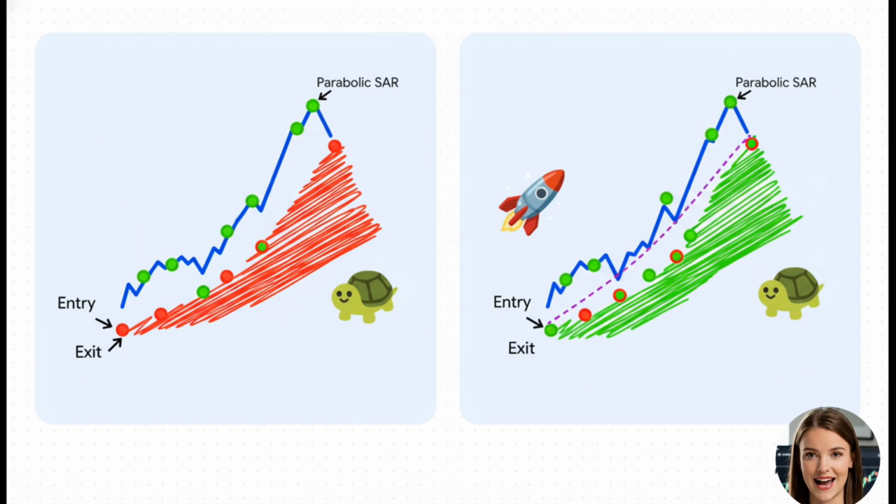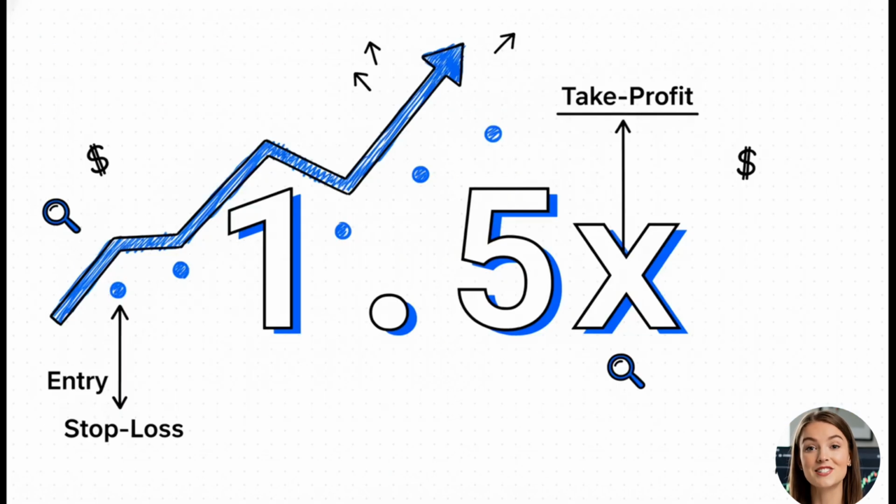The smarter way is to use the SAR dot itself as a dynamic, trailing stop loss. As the trend moves in your favor, that dot moves right along with it, locking in your gains and protecting you from a sudden reversal. So what about our profit target? Where do we take our winnings off the table? A great rule of thumb is to aim for a reward that is 1.5 times your risk. So you simply measure the distance from your entry point to your stop loss at the SAR dot, multiply that by 1.5, and that's where you set your take profit order.